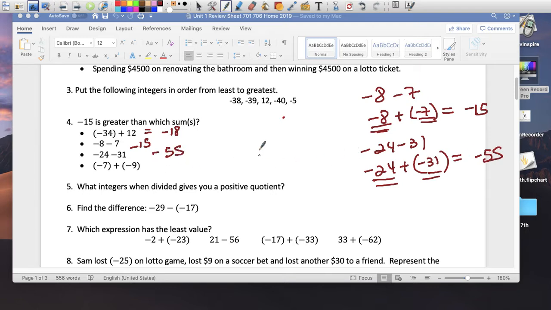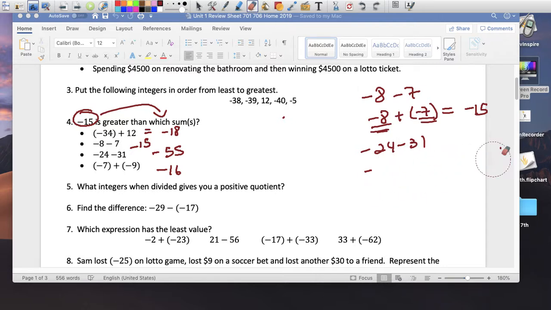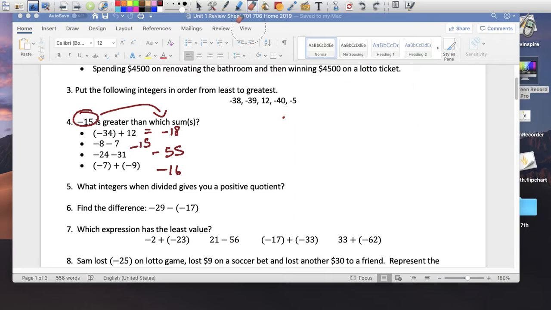And the last one, again, is more negatives being added together. So negative 7 plus negative 9 is just negative 16. So the question is, negative 15, this guy right here, is greater than which of these guys? Well, if that gets you a little bit confused, take the time. You're going to have plenty of time.